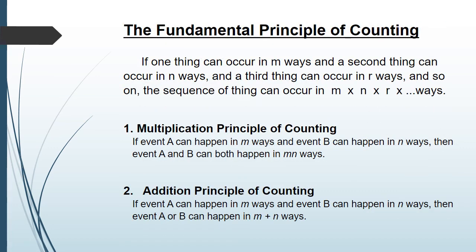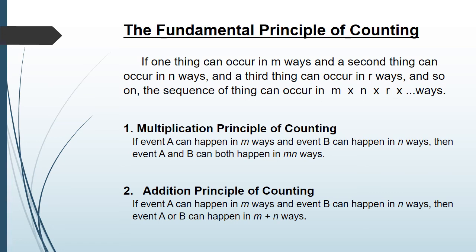The fundamental principle of counting. If one thing can occur in m ways and a second thing can occur in n ways and a third thing can occur in r ways and so on, the sequence of things can occur in m times n times r times and so on ways. First, the multiplication principle of counting. If event A can happen in m ways and event B can happen in n ways, then events A and B can both happen in m times n ways.